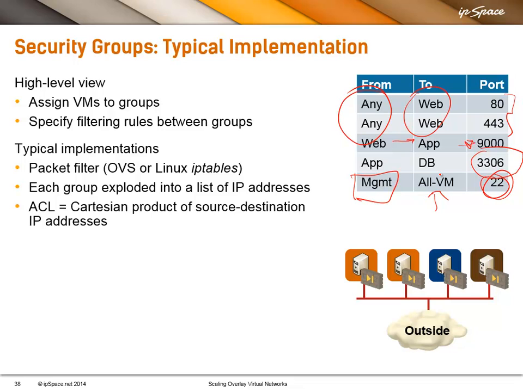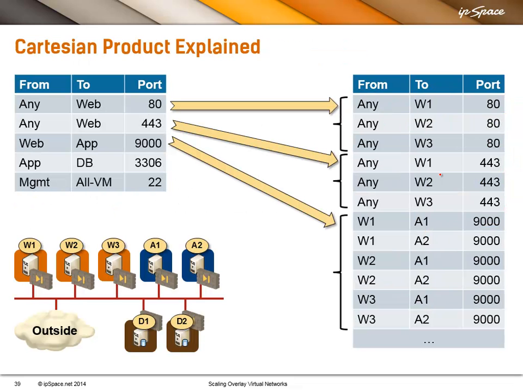And because I can have many web servers talking to many app servers, this thing might get pretty long. Now, if you are using iptables, there is a new tool called ipset, which allows you to specify sets of IP addresses in individual rules in iptables, and supposedly it is pretty good and fast. If you're using traditional access control lists, you will end up with what mathematicians call a Cartesian product of IP addresses. Now let me explain how that works.